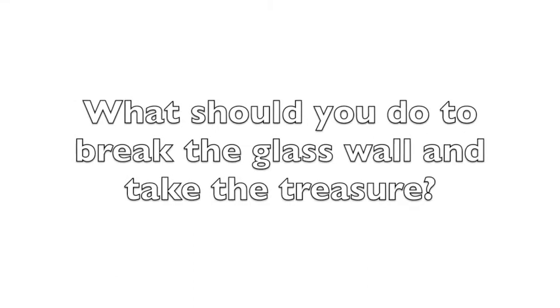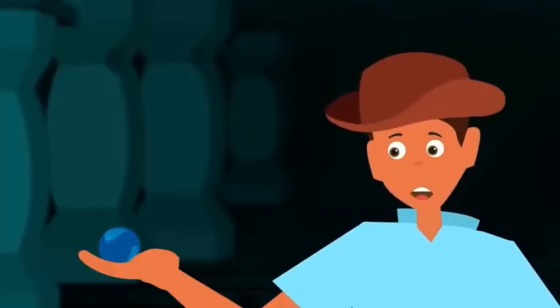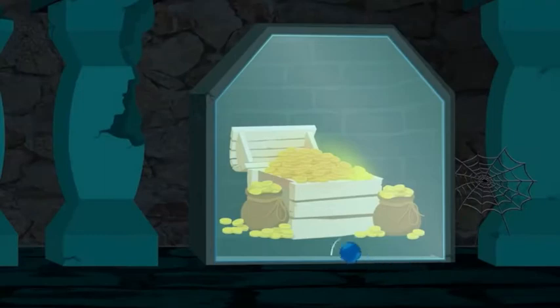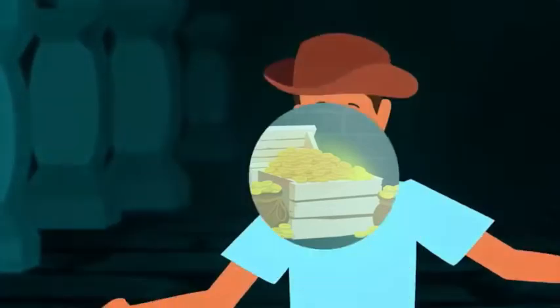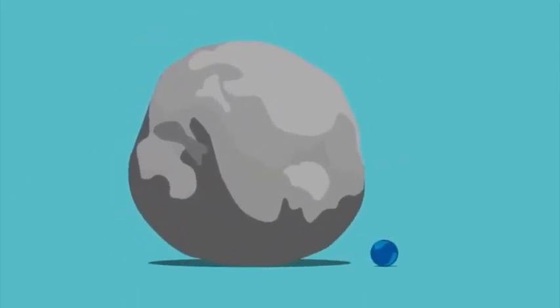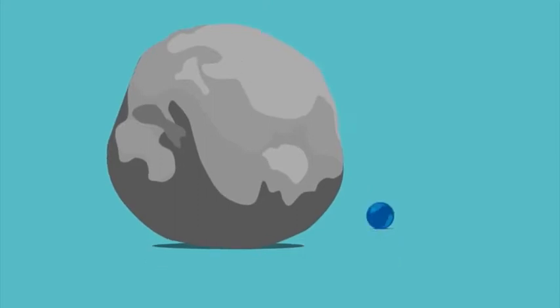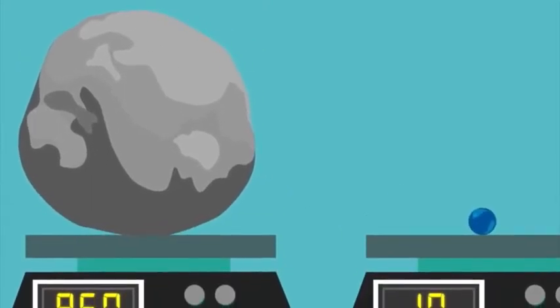They have a big giant ball. All you have is a little marble. Hmm. What should you do to break the glass wall and take the treasure? Now, your rival has a plan. He's just going to roll this big, gigantic rock into it. Big boulder. You just have a little tiny marble. And if you just roll it in, it's not gonna break it.